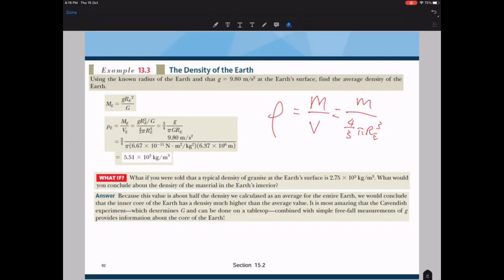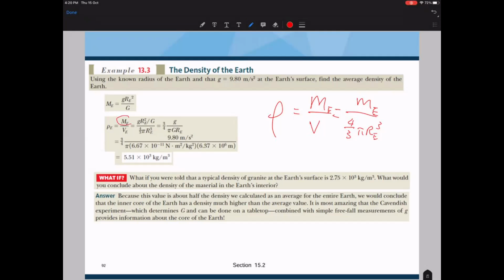In any case, the mass of the Earth is this one. I put it as the mass of the Earth. So here we have the equation, which is also shown here.